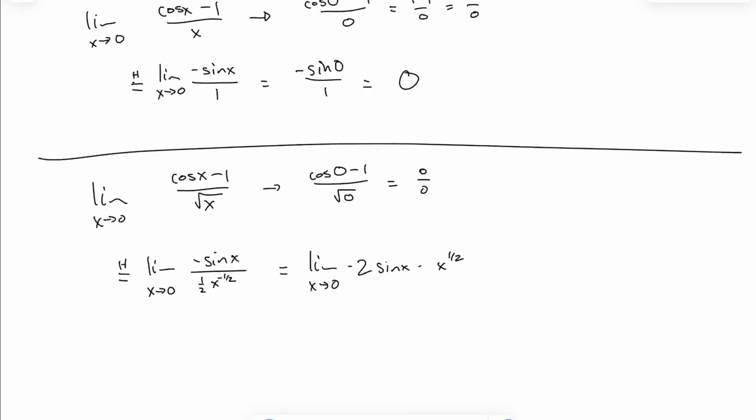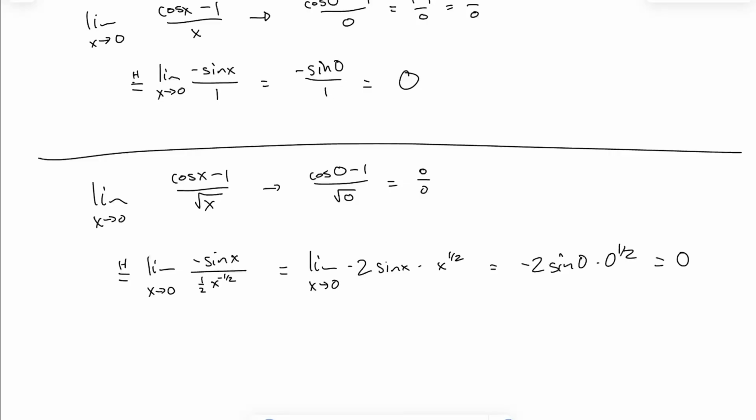This isn't going to get any simpler than that, so we should try to take the limit by plugging the value in. So this is now negative 2 sine of 0 times 0 to the 1/2. 0 to the 1/2 is 0. Sine of 0 is 0. This is all 0, because 0 to the 1/2 is 0 and sine of 0 is 0. All right?